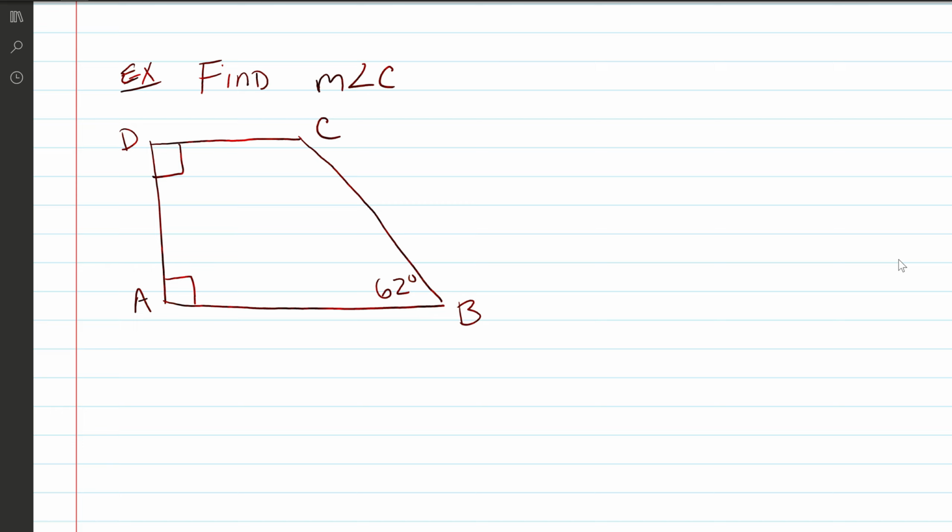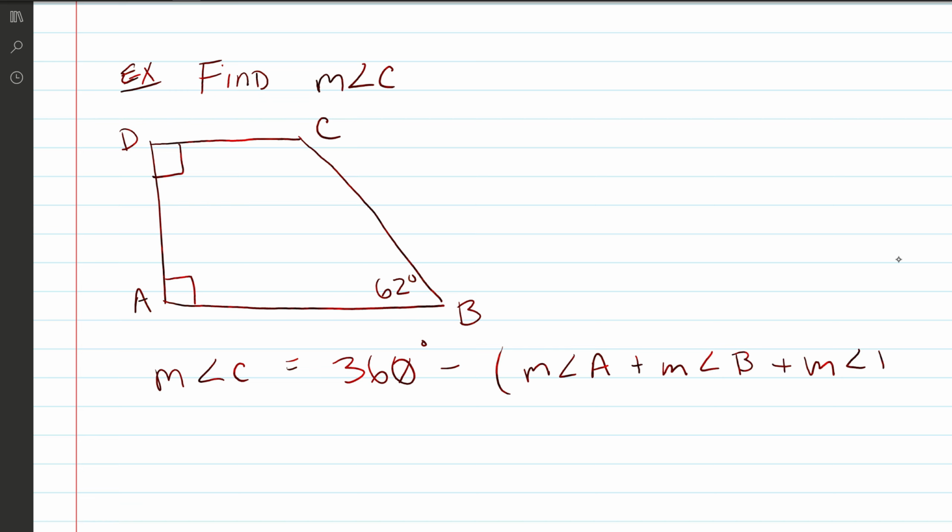So in this example, we're given the following quadrilateral ABCD. Angle A is 90 degrees, angle D is 90 degrees, angle B is 62 degrees, and angle C is unknown. That's the measure of the angle that we're trying to find. Based on what we just discussed in the introduction to the theorem, the measure of angle C is equal to 360 degrees minus the measure of angle A plus the measure of angle B plus the measure of angle D.